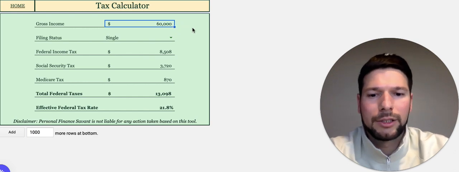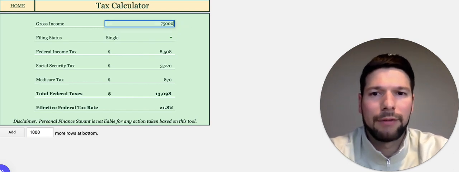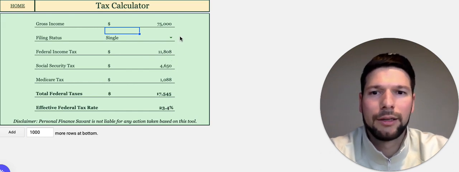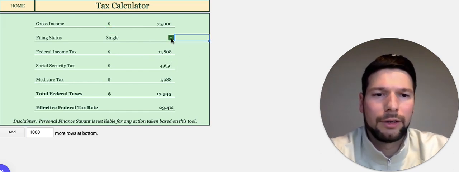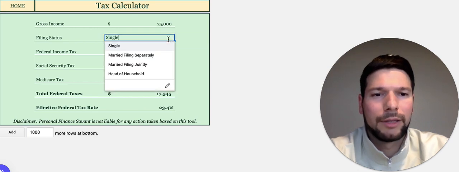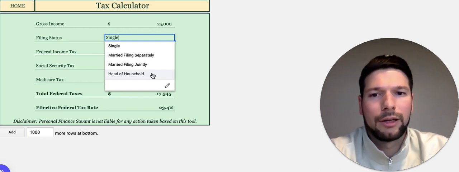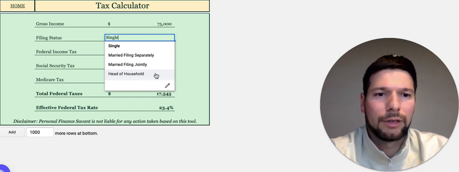So let's say you expect to make $75,000 next year. You'll notice all the values are automatically updating. You also need to put in what your filing status is going to be. For the tax filing statuses, the options are whether you're single, you could be married filing separately, married filing jointly, or head of household. Head of household typically just means you're taking care of a legal tax dependent in your household and you're unmarried.